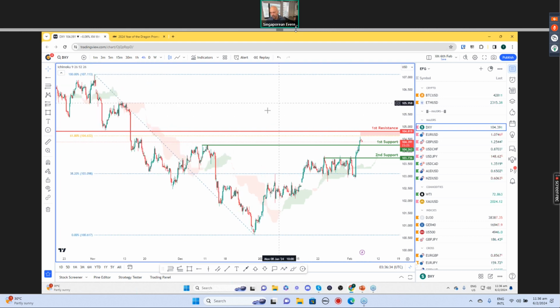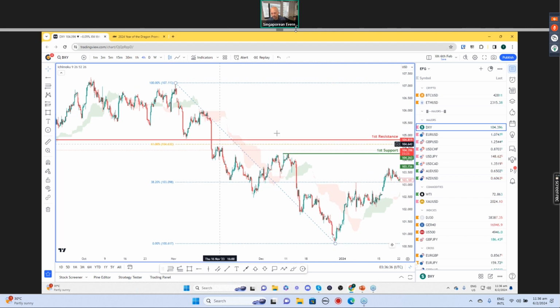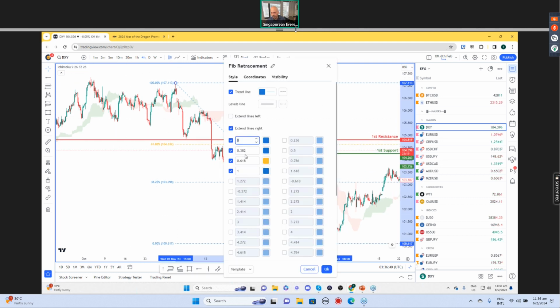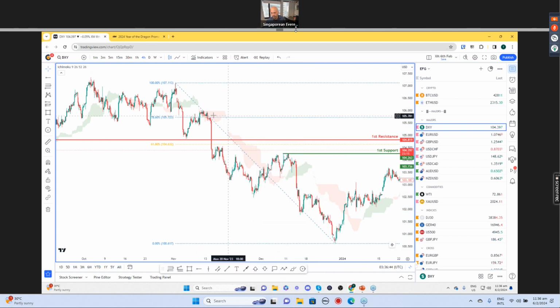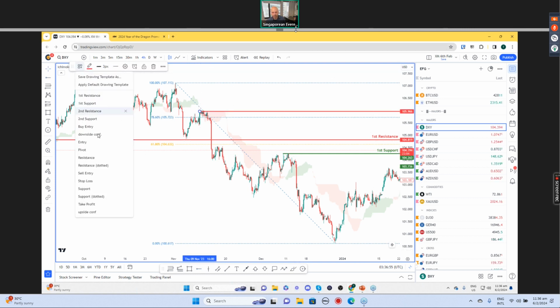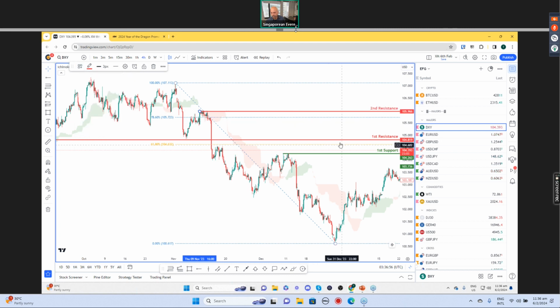Now moving higher up, where could the second resistance be? Let's look at where the 78.6% Fibonacci retracement is. The Fibonacci retracement at 78.6% is around this pullback, close to this pullback resistance level here. So I would use 105.96 to identify as the second resistance.